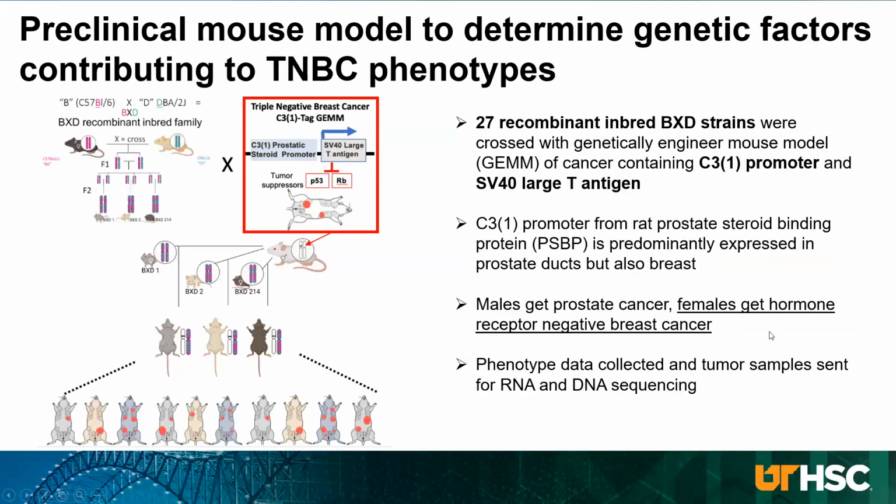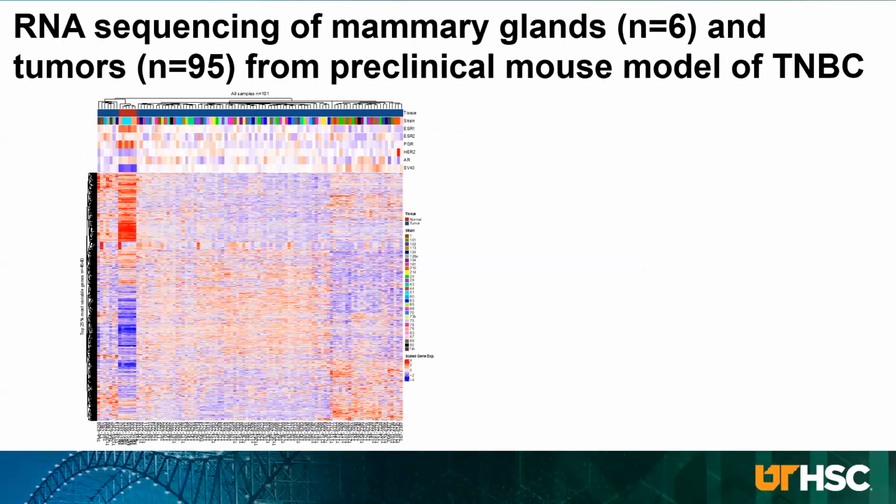I think you guys understand how this model works, so I'm not going to spend too much time on this slide, but in general, the males get prostate cancer, and of interest to us, the females get hormone receptor negative breast cancer.